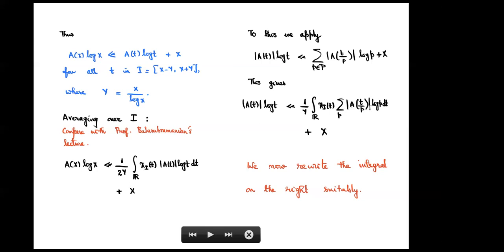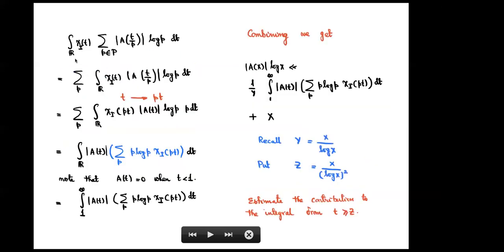But if I want to do that, you see the p is varying inside this summation. So first I have to interchange the sum and the integral, and that is what I will do. So I'll rewrite the integral on the right hand side. Just keep your attention on this integral alone, which we will consider for the moment. So the integral is the characteristic function of this interval I, then at by p log p dt.